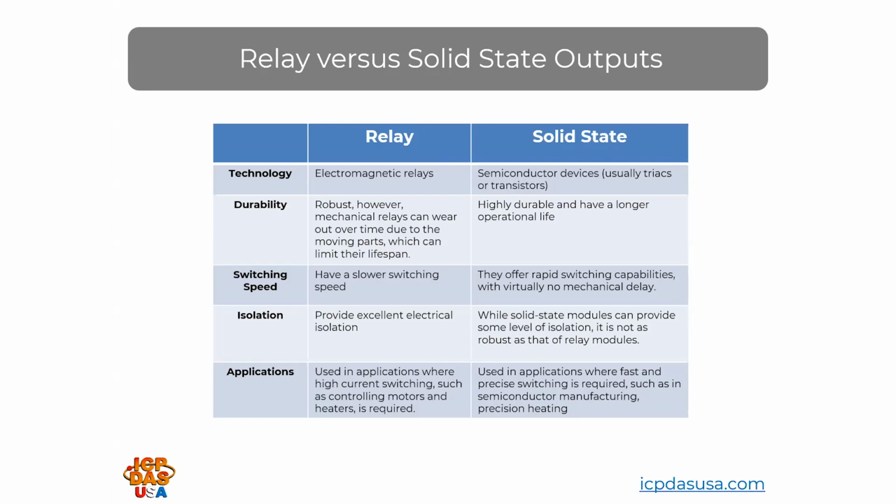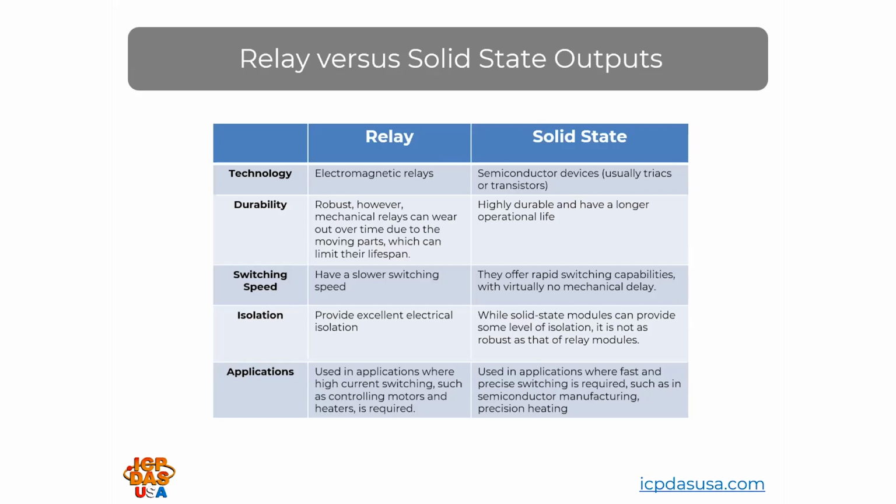Solid-state outputs use semiconductor devices, usually triacs or transistors, to switch electrical loads. Triac stands for triode for alternating current, and it's a bidirectional semiconductor device with 3 terminals that control the flow of current. A transistor is a semiconductor device that controls voltage or current flow, amplifies electrical signals, and acts like a gate for them. Solid-state outputs don't have physical moving parts like relay modules, as their switching is electronic-based.